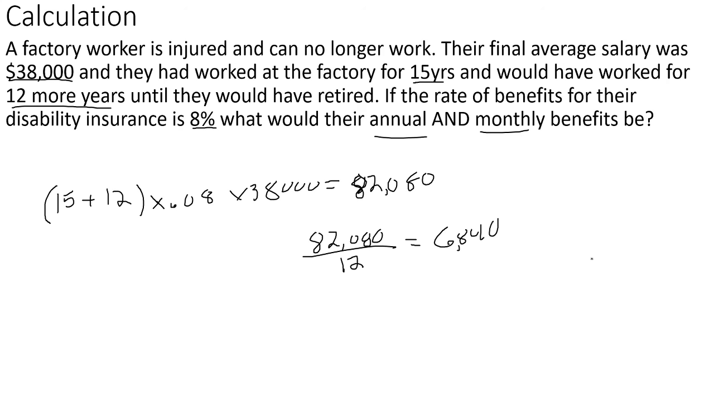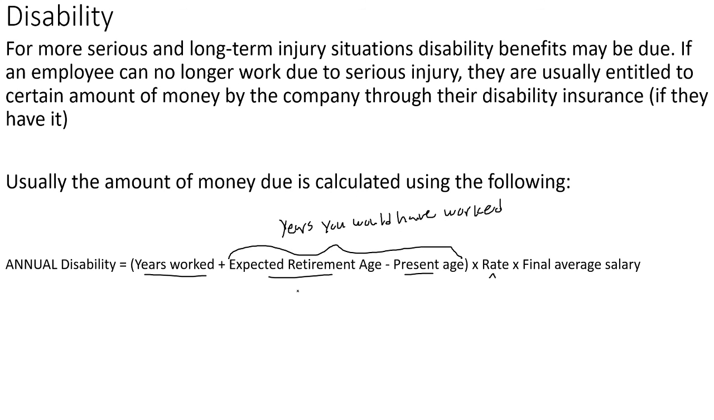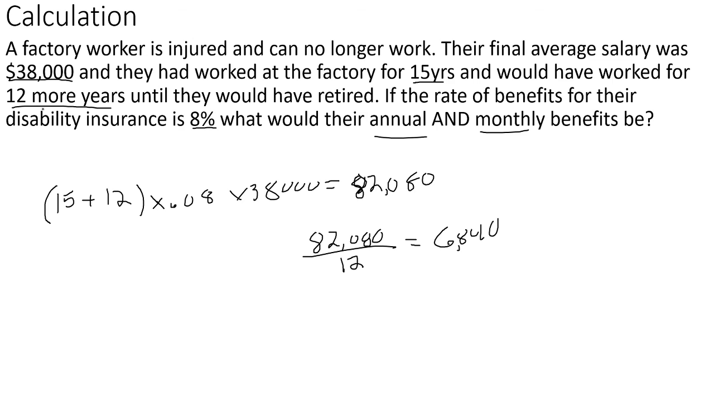So once again, you simply want to read the question carefully and decide what calculations you essentially have. Do you have their retirement age and their present age, or do you simply just have how many more years they would have worked? Because either one can be used in the formula to whatever effect there. And then I believe, yeah, that's it for this one.